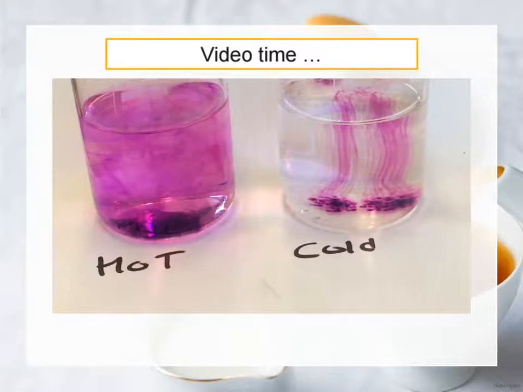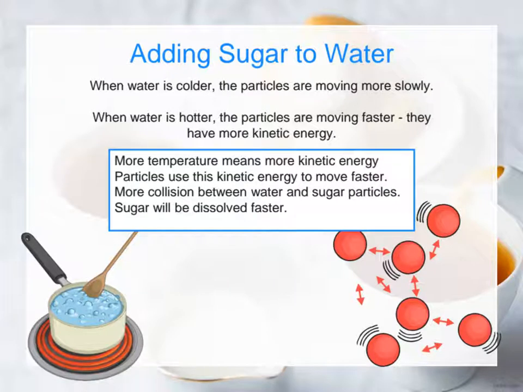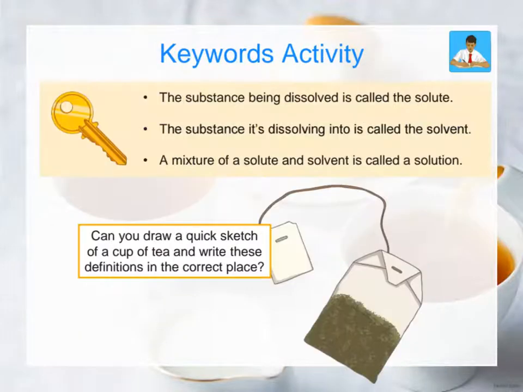When we have more temperature, this means that there's more kinetic energy. Particles will use this kinetic energy to move faster. Then we have more collision between water and sugar particles. Sugar will be dissolved faster.